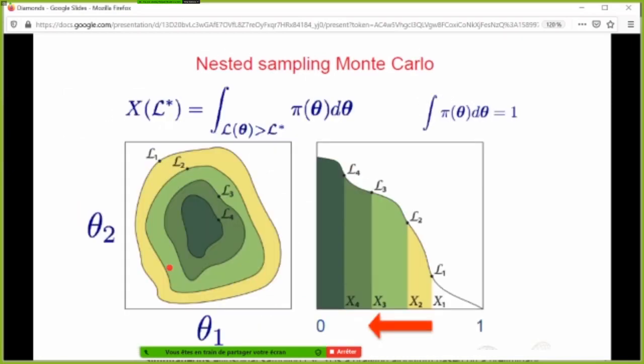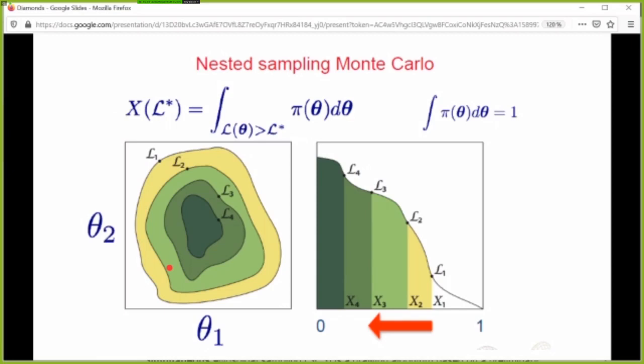So the purpose is this one, where you can see on the left a parameter space with two parameters. It's to use a constraint on the likelihood that we're going to modify. And as we shrink our constraint to higher likelihoods, which corresponds to a smaller iso-likelihood contour, we also reduce the amount of prior volume that we're using. Hence, X is progressively reducing from 1 to 0.